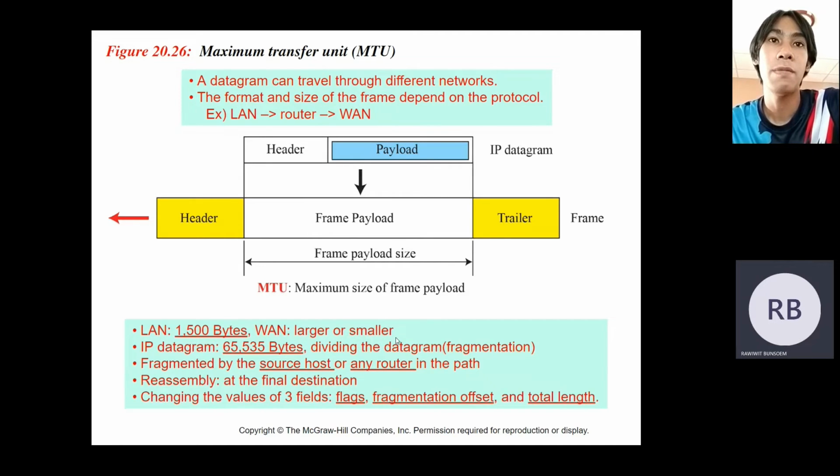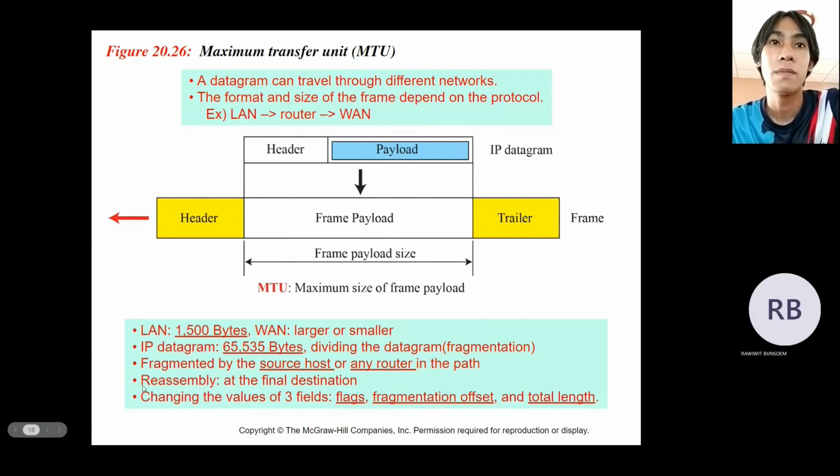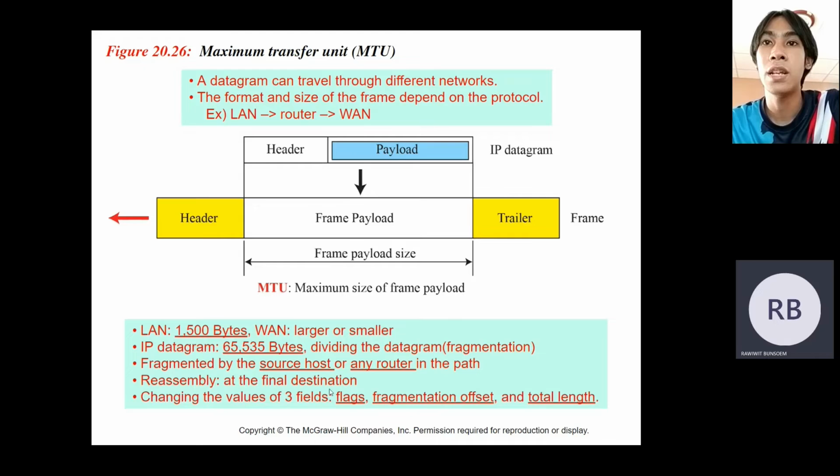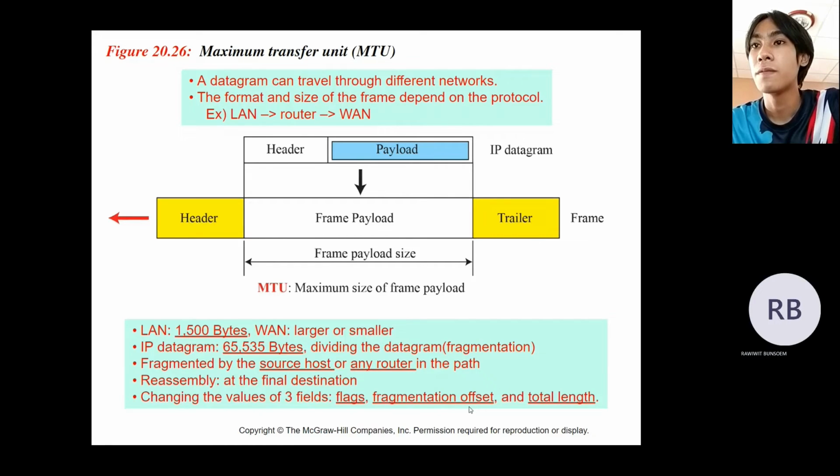An IP datagram is approximately 65,000 bytes. Dividing the datagram is fragmentation, done by the source host or any router in the path. Reassembly is done at the final destination, changing the values of the flags, fragmentation offset, and total length.